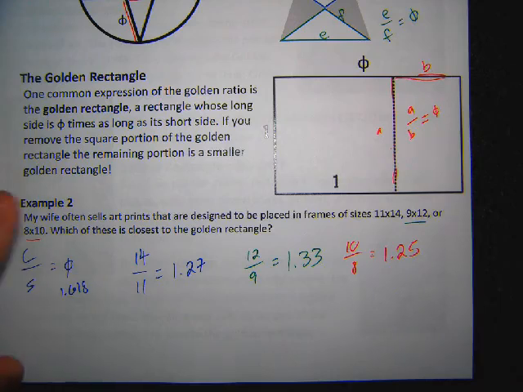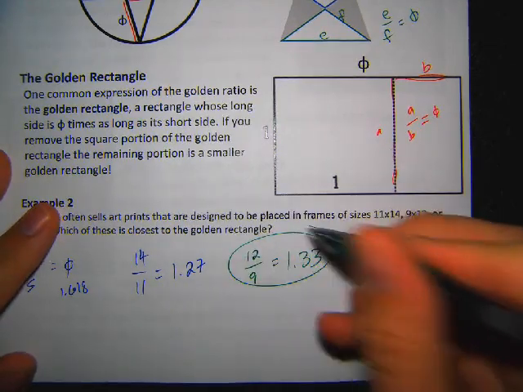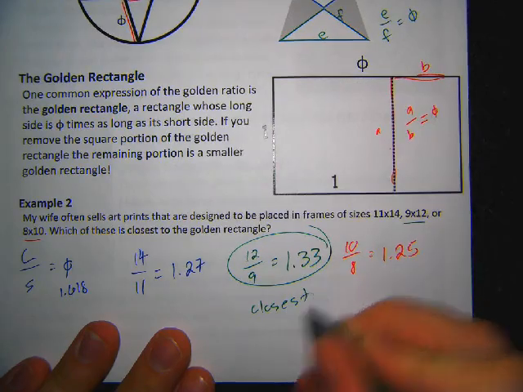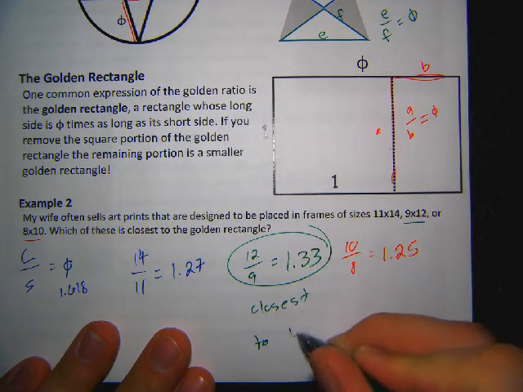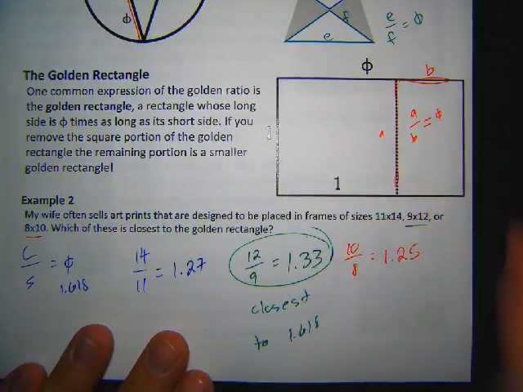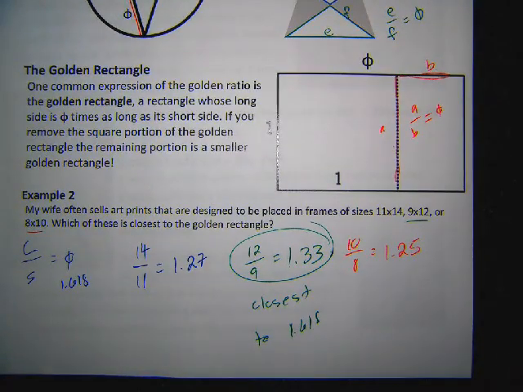The closest we can get is 12 by 9. So we'll know that the 12 by 9 is closest to 1.618. But it's definitely not that close, right? It's not even 1.5. It's actually less than that. So the ratio is not that great. And I was kind of surprised to find that out.